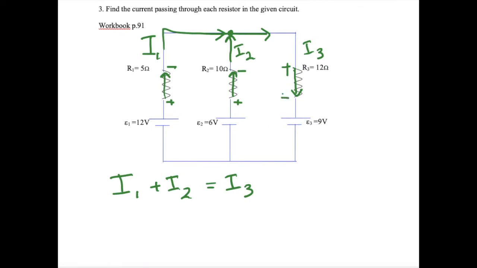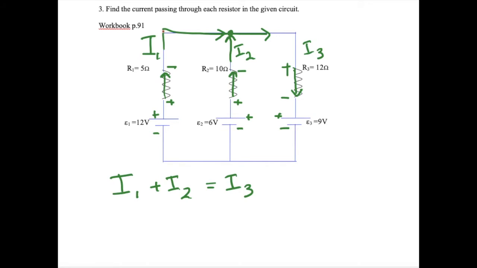Now that I've decided on the polarity for the resistances, I'll just add those for the batteries. Those are clear from the diagram. The long end is always positive and the short end is always the negative. Now I'm ready to write my loop equations. First I'm going to go with this loop right here.